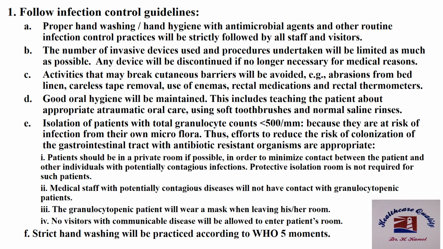Isolation of patients with total granulocyte count below 500 per cubic millimeter, because they are at risk of infection from their own microflora. Thus, efforts to reduce the risk of colonization of the gastrointestinal tract with antibiotic-resistant organisms are appropriate. Patients should be in a private room if possible in order to minimize contact between the patient and other individuals with potentially contagious infections. Protective isolation room is not required for such patients.